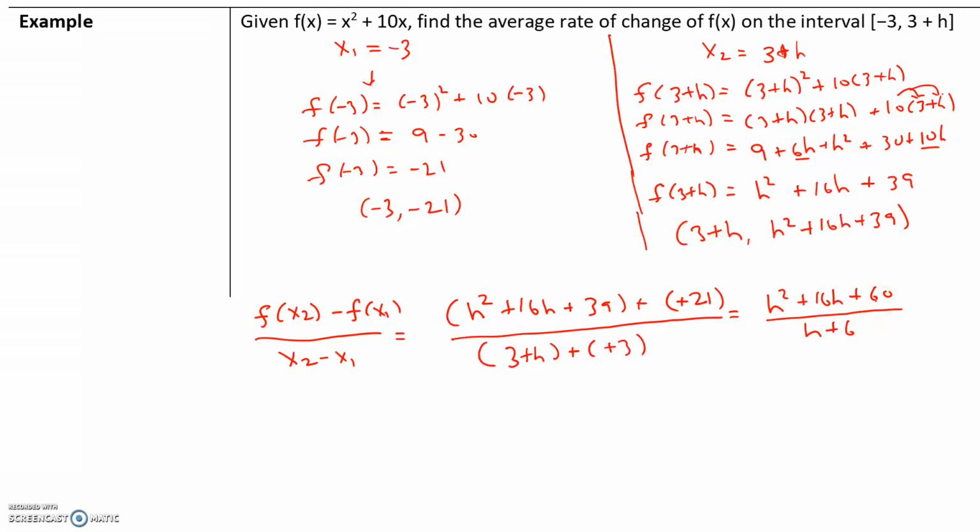Now we have to think about, can this be factored? And in fact, it can. If we can factor something, we need to factor it. We have to find two numbers which multiply to be 60 and add up to be 16. Those are going to be h plus 6 times h plus 10. And we're still dividing this by h plus 6. Now the h plus 6 and h plus 6, we can divide those to be 1. So our final answer is h plus 10.